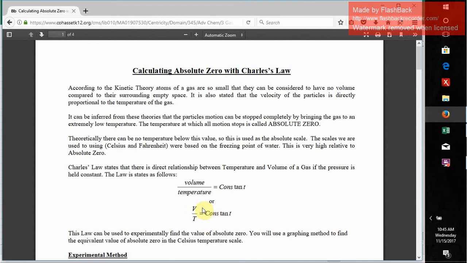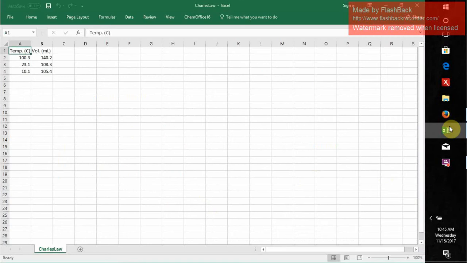So let's go ahead and get directly into this. Here I have an Excel spreadsheet that's been saved as a CSV file, and it's titled Charles Law. So charleslaw.csv, and it's saved in a folder on the desktop. Now, it's a pretty simple spreadsheet. I only have two columns. I have the temperature of a gas, which in this case happens to be air, and the corresponding volume measurements that go with those temperatures.